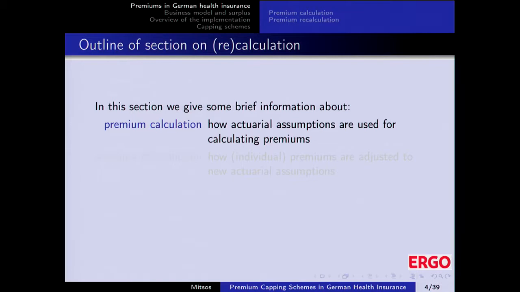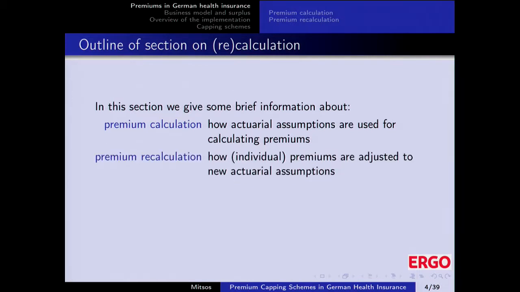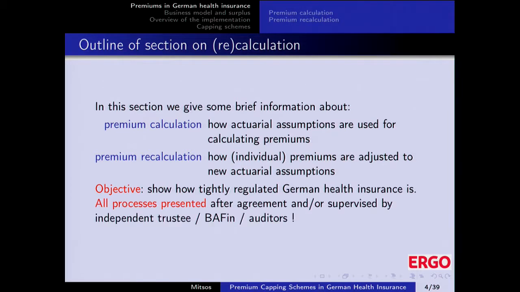In the first section, we'll talk about how actuarial assumptions are used for calculating premiums, and how a premium recalculation is done. Whenever we have new actuarial assumptions, what the effects on the individual insured person are. One objective, except giving a framework for the capping, is to show just how tightly regulated German health insurance is.